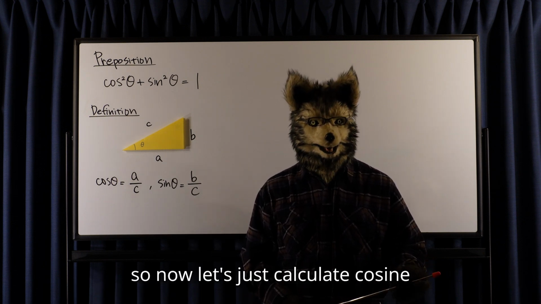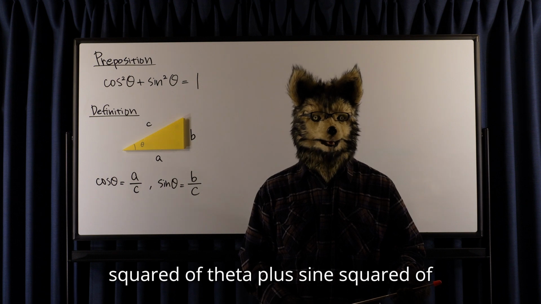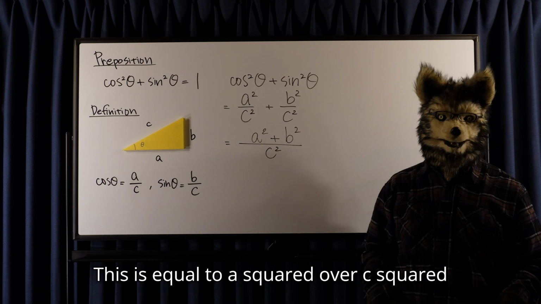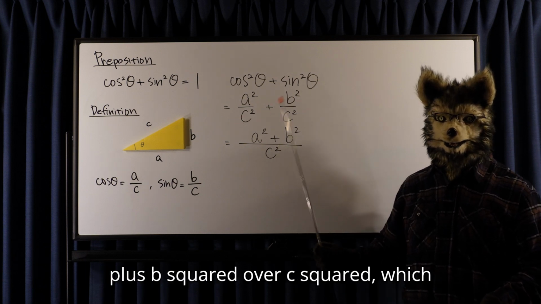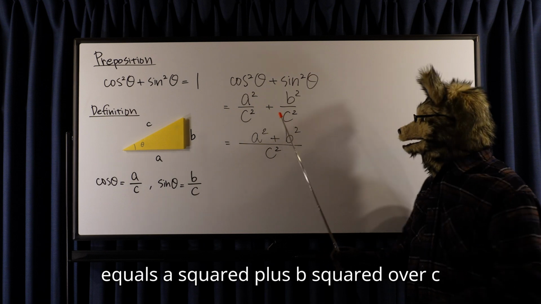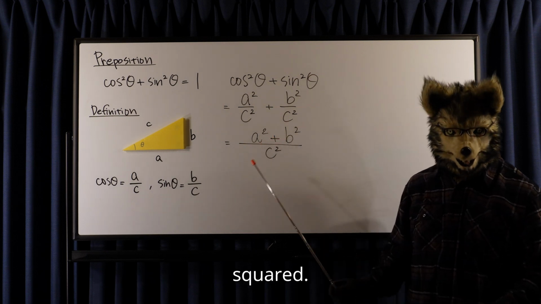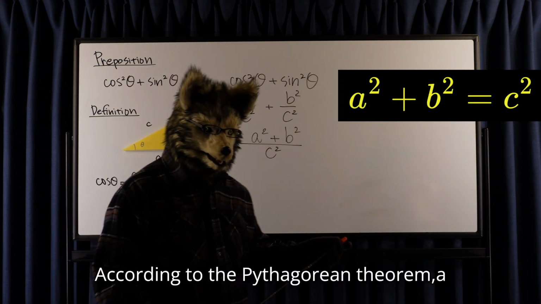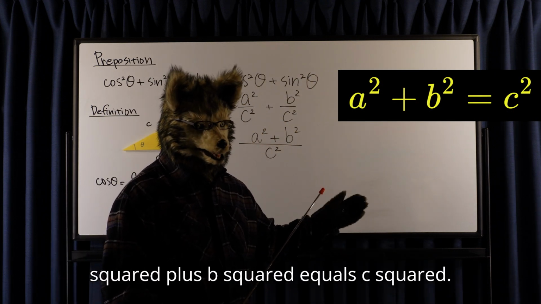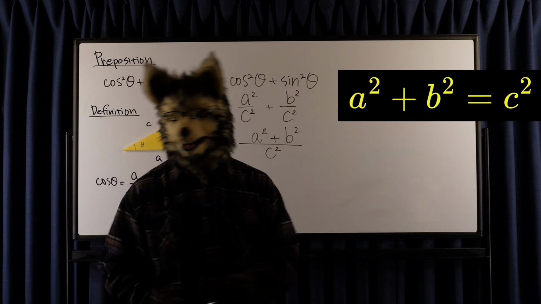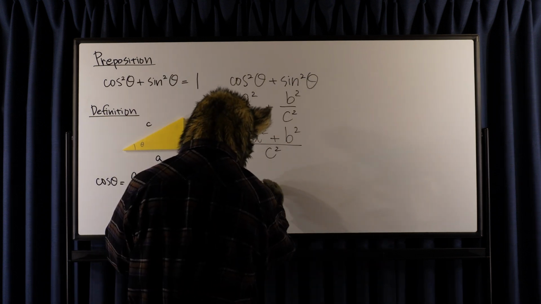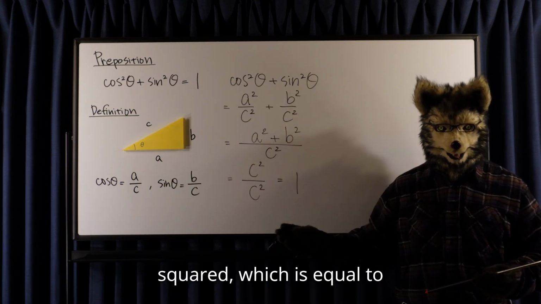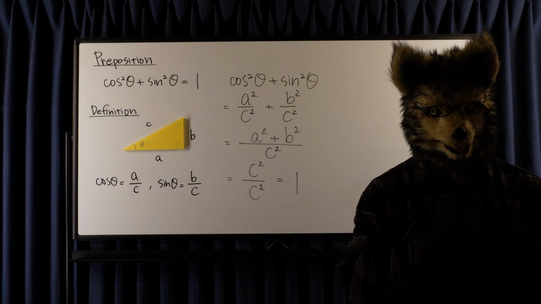So now let's just calculate cosine squared theta plus sine squared theta. This is equal to A squared over C squared plus B squared over C squared, which equals A squared plus B squared over C squared. According to the Pythagorean theorem, A squared plus B squared equals C squared. Then this is equal to C squared over C squared, which is equal to 1.